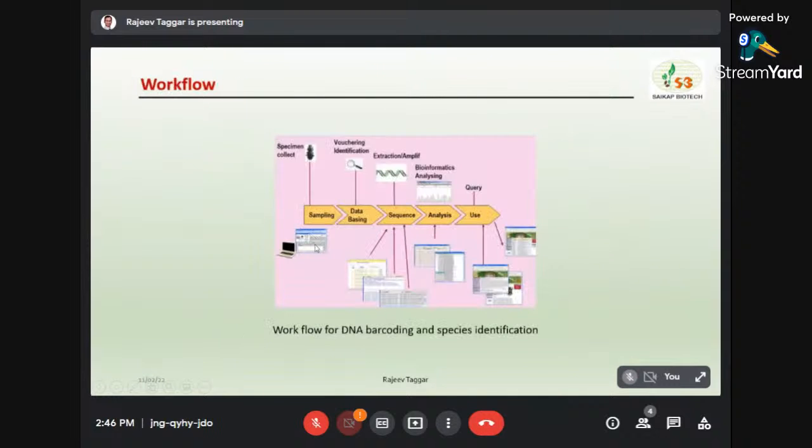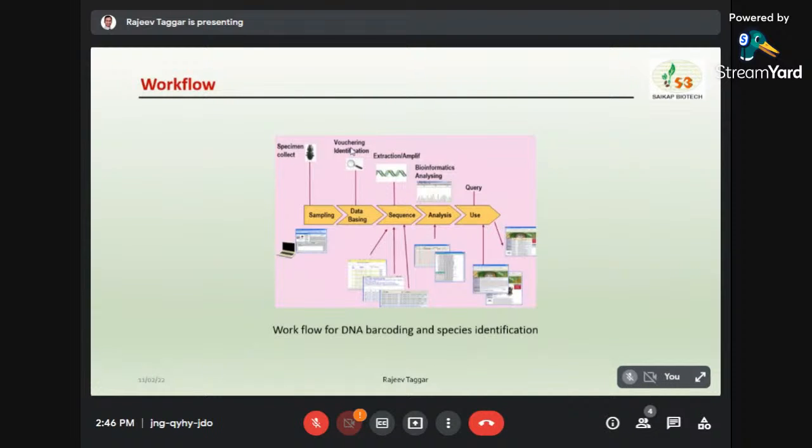How do we do this? Here is the workflow, and we obviously move from left to right. First, we take the sample. This is called specimen collection. Then vouchering. Vouchering basically means we have to note down all the aspects.